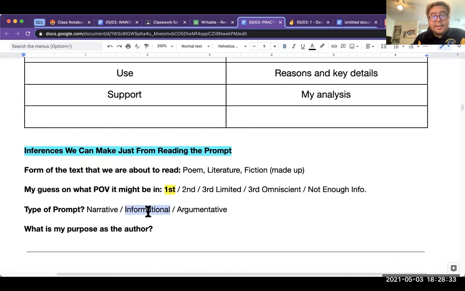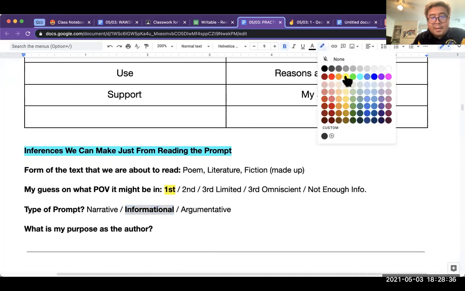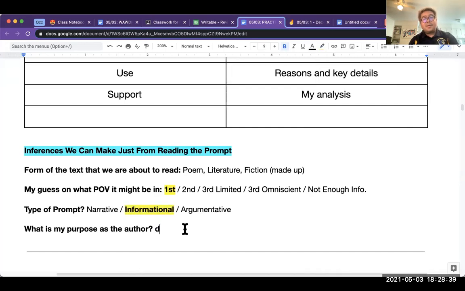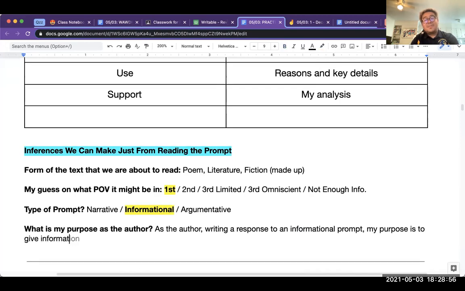I'm going to go ahead and circle that in yellow and put: what is my purpose as the author writing a response to an informational prompt? My purpose is to give information explaining how theme develops, or let's just say explaining something about the text. Let's leave it at that to keep it simple. All right. I had one more thing. I just can't remember what it was.